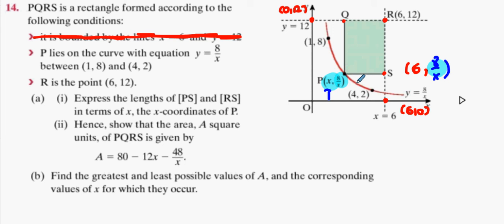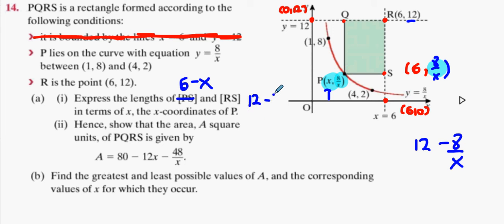Now, can we find the length of P to S? Well, we can. Take away the two x values from each other. So what would be the length of P to S? Yeah. P to S is simply 6 minus x. Because if that was a 4, then you know the length of that would be a 2. Okay, so that's the first part done. Next part, R to S. R to S is the difference in the y values. What's the difference in the y values? 12 minus 8 over x. Okay?